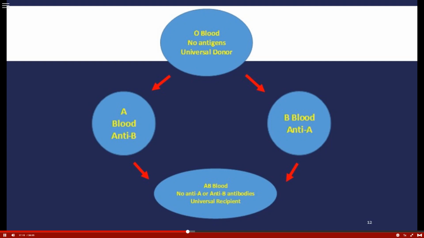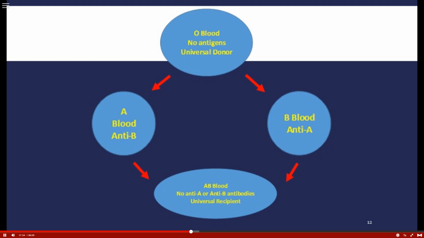So I've always used this to even teach students about transfusions, but the arrows, you can never go backwards. That's why that O blood, there's no antigens on that. That's why everybody can get O blood. But remember, can't go backwards. You got to keep moving forward.